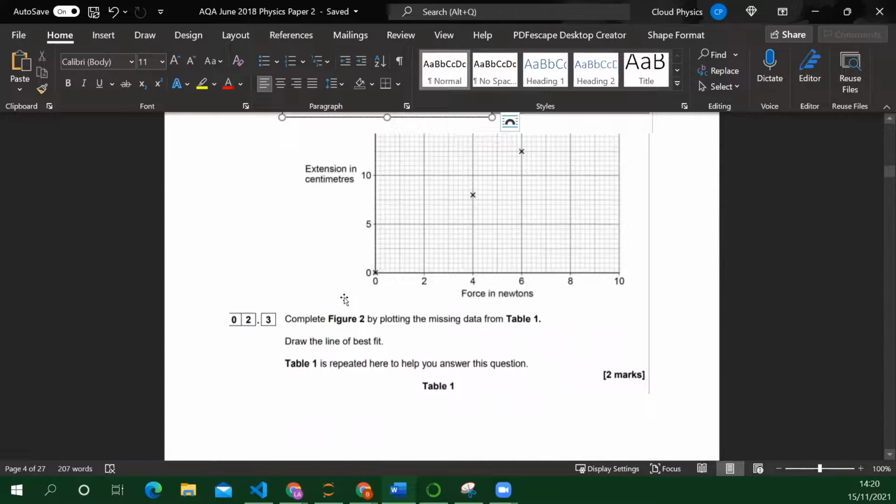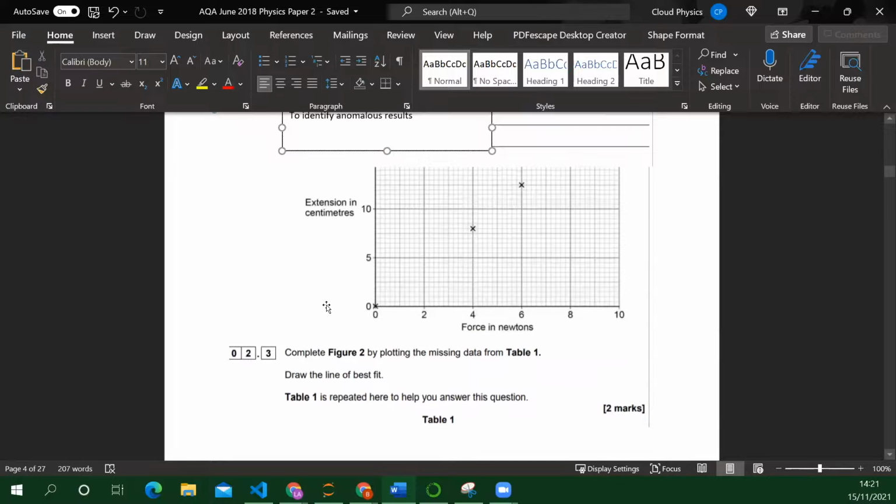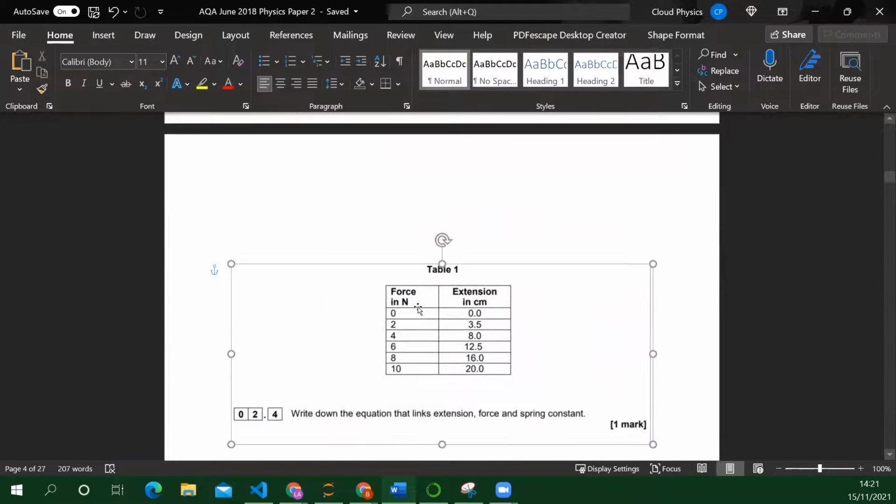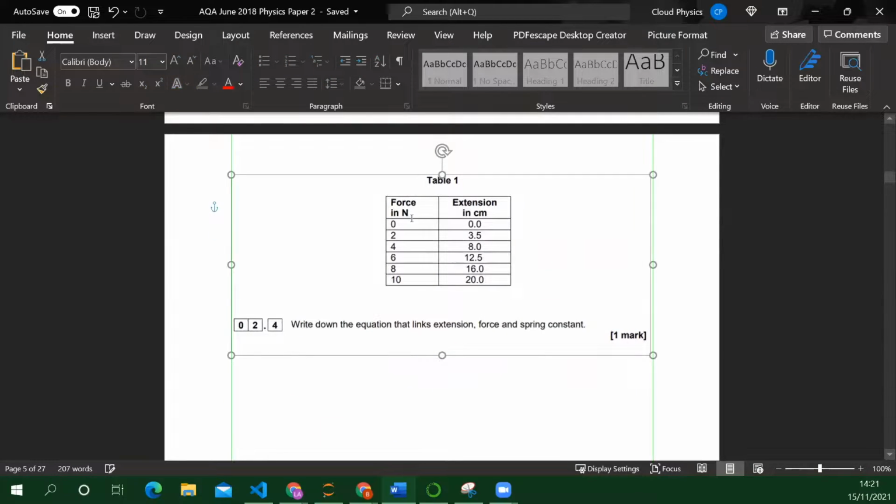Okay, extension in centimeters. So we've got a graph here. Kind of knew that was coming, didn't we? Complete figure 2 by plotting the missing data from table 1. Draw the line of best fit. Table 1 is repeated here to help you answer the question. Okay, it's this one. Let's move it up a little bit.